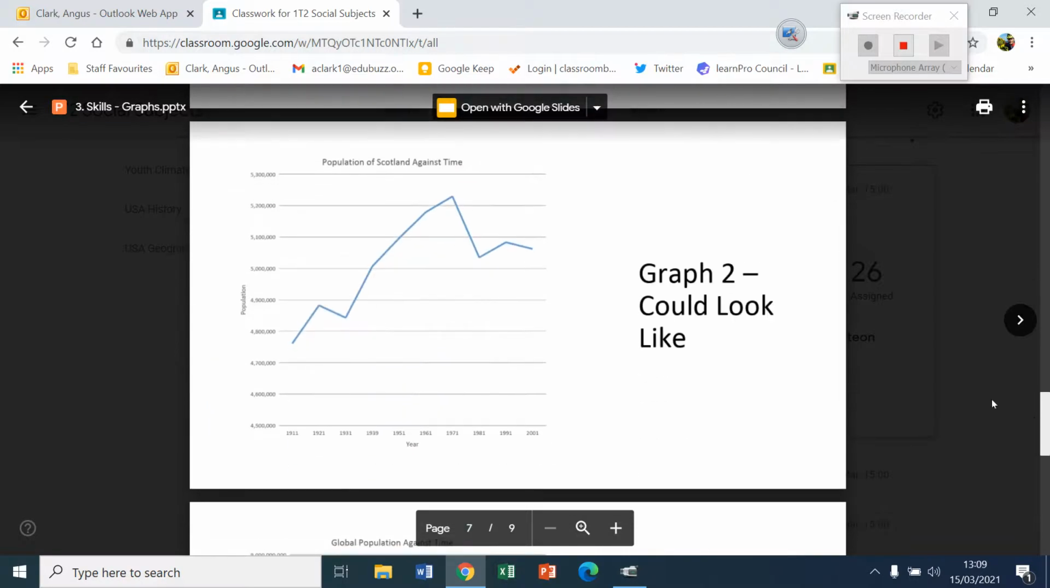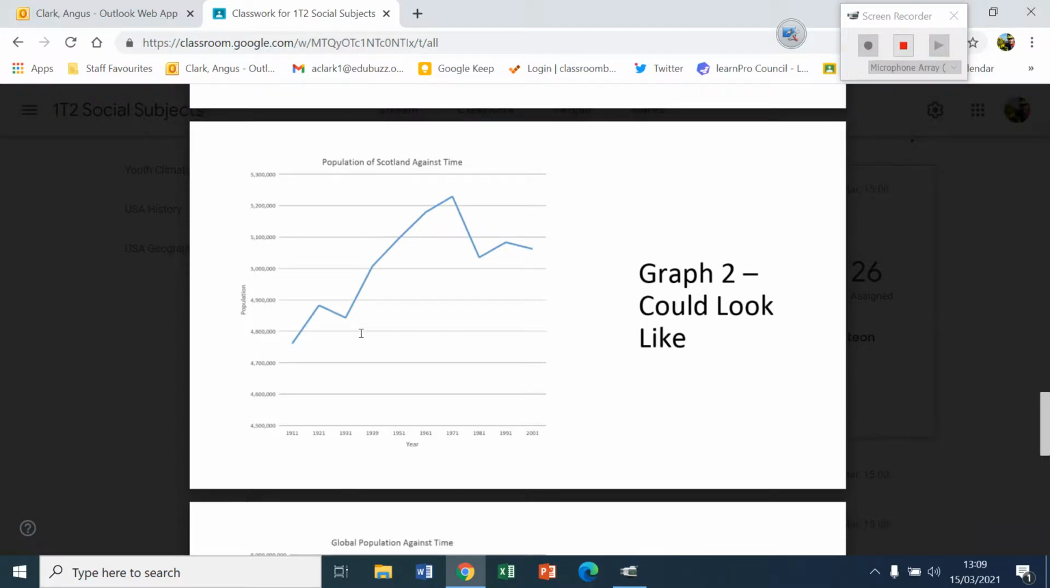So what you can see here is graph 2 could look like this. This is what we know as a line graph. The line graph takes points of information. So in 1911 we had just under 4.8 million people, and we can plot those individual points and draw straight lines between those points. So on my x-axis, the axis along the bottom, I have got the years.